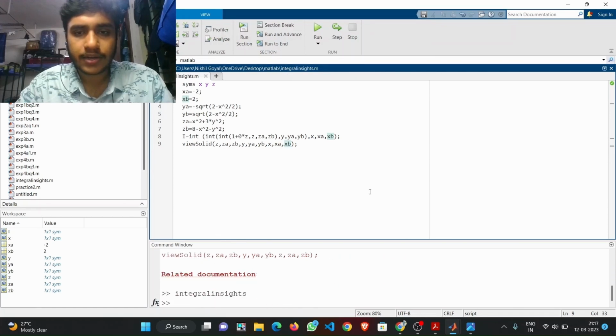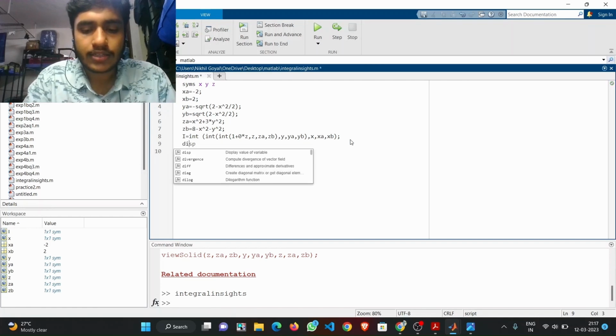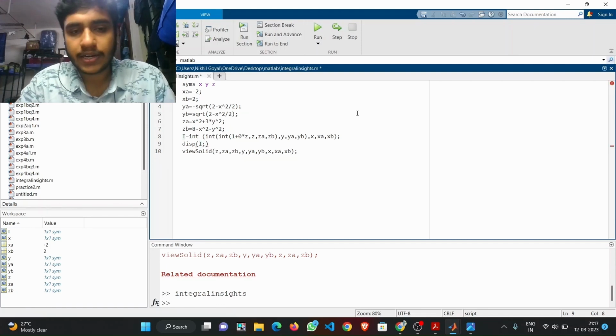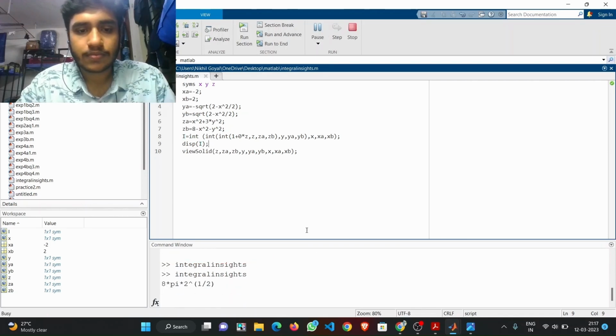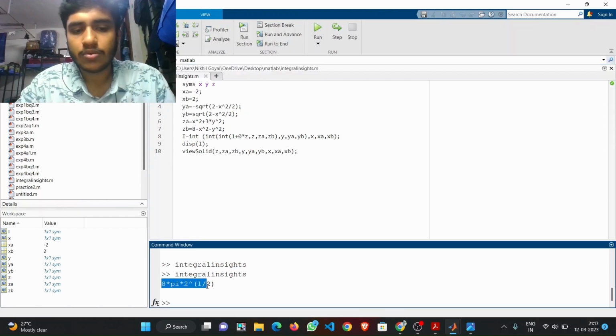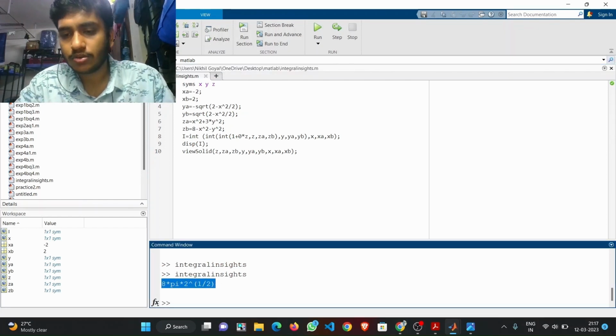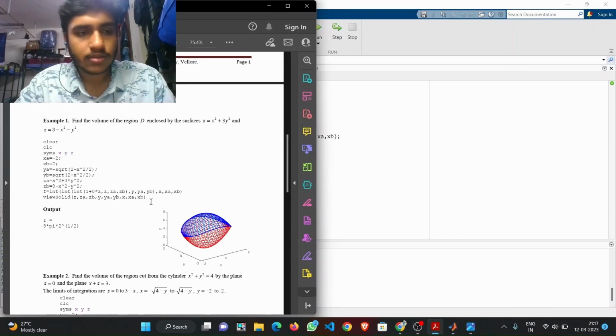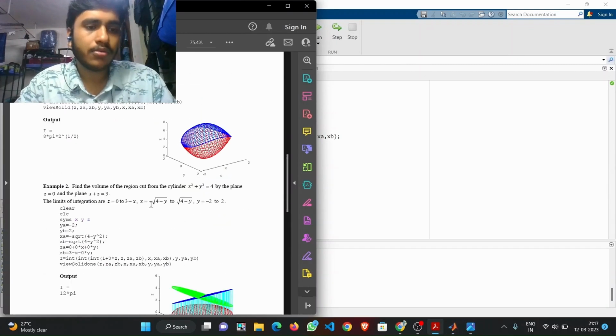Also, we didn't print the integral. So for printing it, we need to write disp, which is the function to print anything, to get the output on the screen. So now if you run, we got 8 into pi into 2 to the power half, that is root 2. So the same we will be getting in this C: 8 into pi into 2 to the power 1 by root.